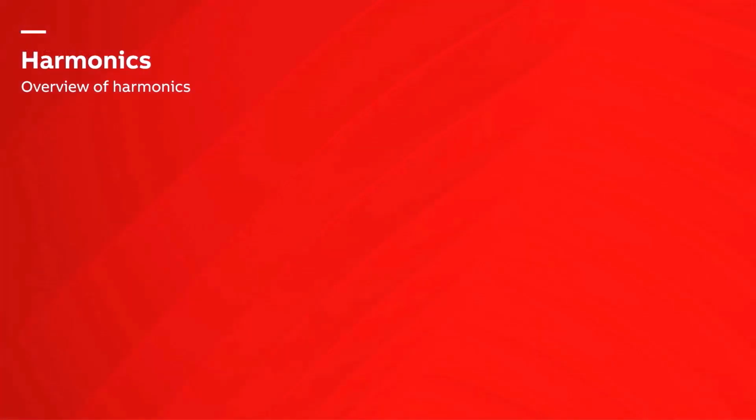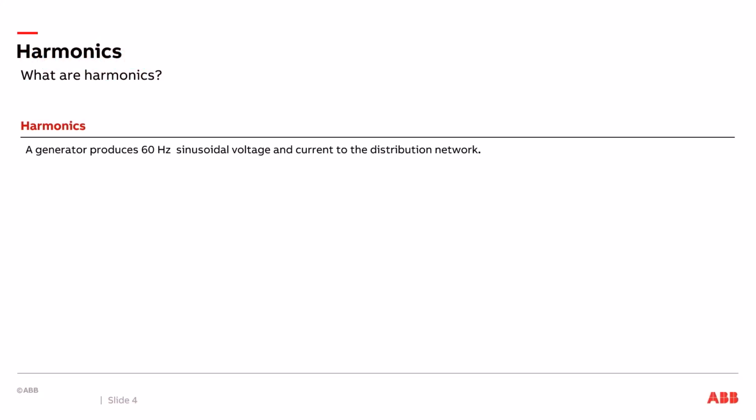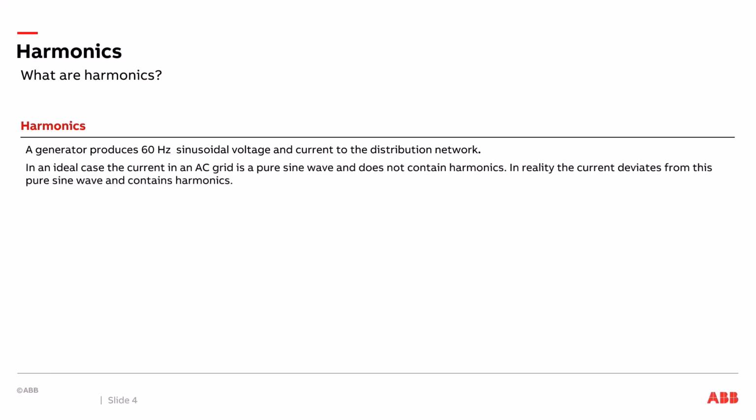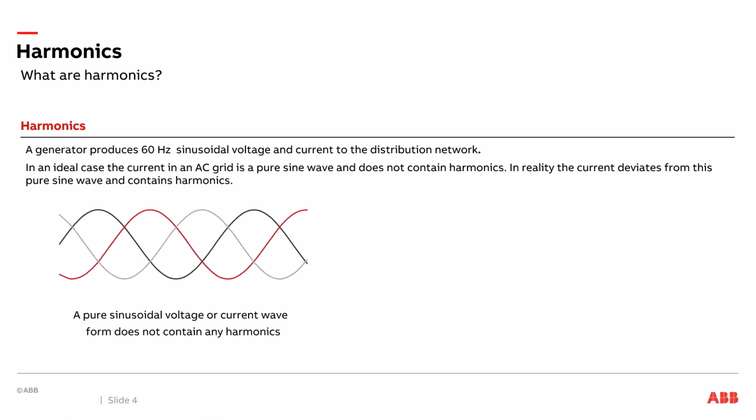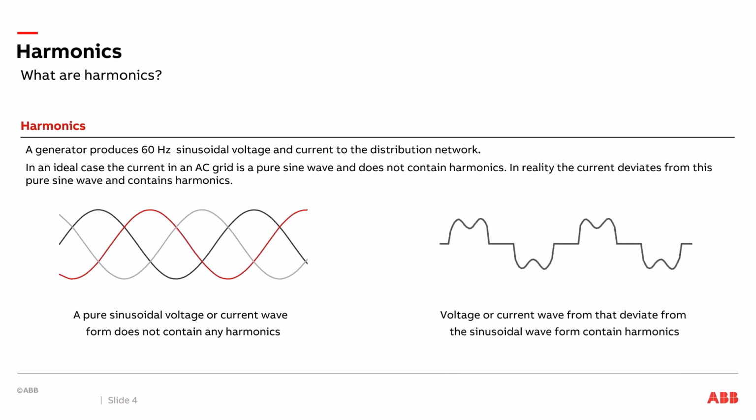In this part of the presentation, we're going to do a general overview of harmonics. A generator produces a 60 Hz sinusoidal voltage and current to the distribution network. In an ideal case, the current in the AC grid is a pure sine wave and does not contain harmonics. In reality, the current deviates from this pure sine wave and contains harmonics. As shown here, this is a pure sinusoidal waveform. It could be voltage or current waves. The form does not contain any harmonics. In this waveform, as a voltage form or a current waveform, it deviates from the sinusoidal waveform and contains harmonics. It is a repeating waveform, but is no longer a sinusoidal waveform.